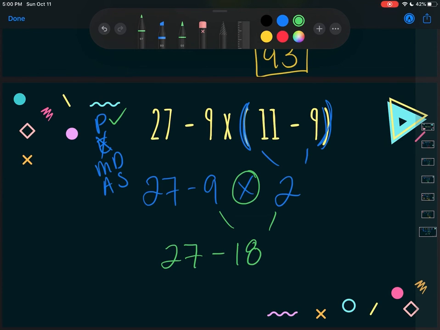So then I bring down my 27 minus. So 27 minus 18 is my final step. 27 minus 18 is going to be 9. So my final answer is 9. So that was just a quick review over our order of operations.